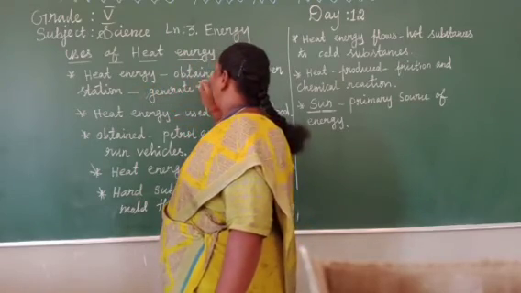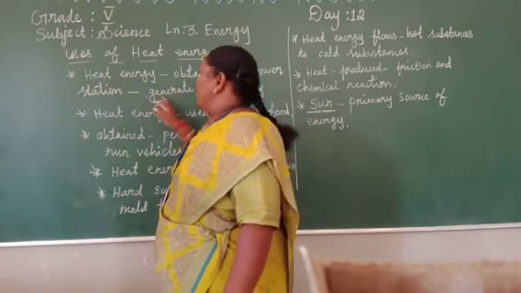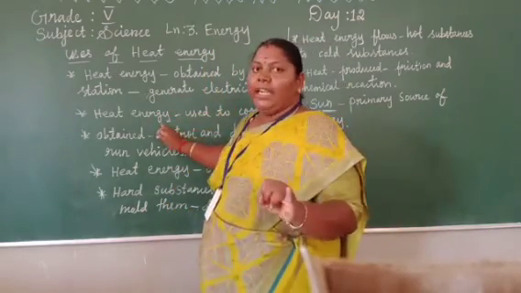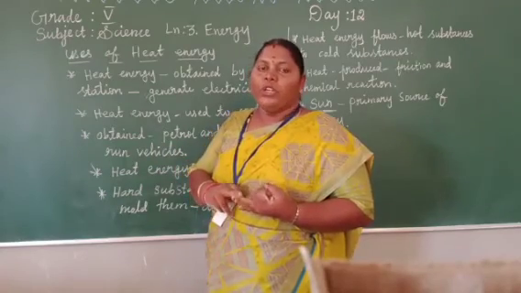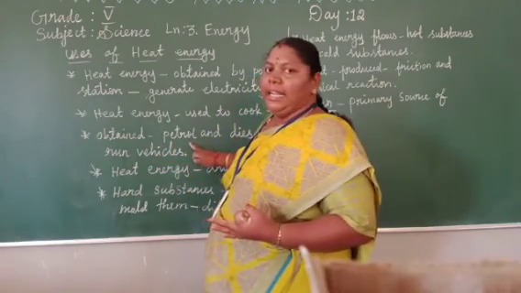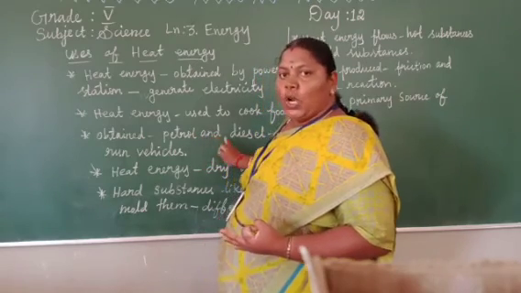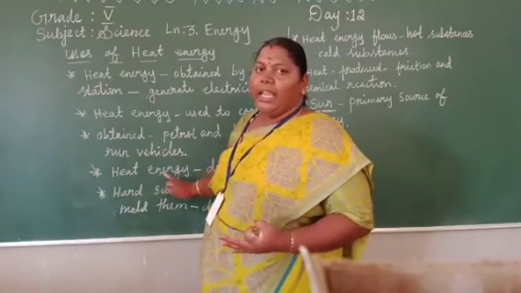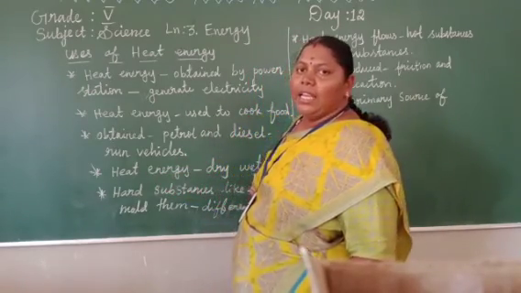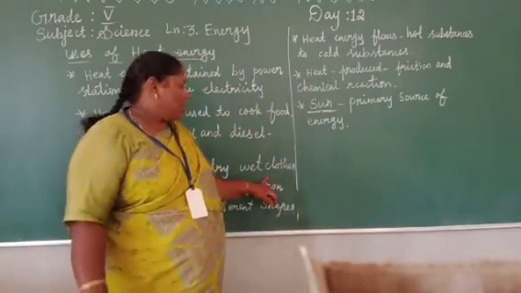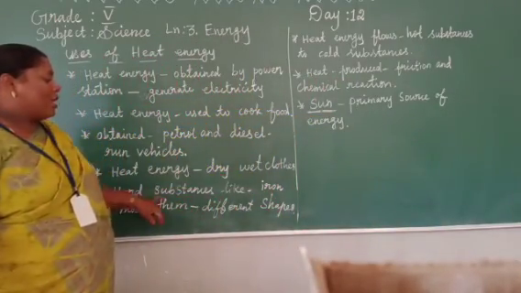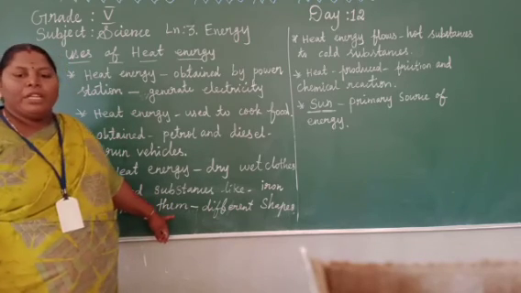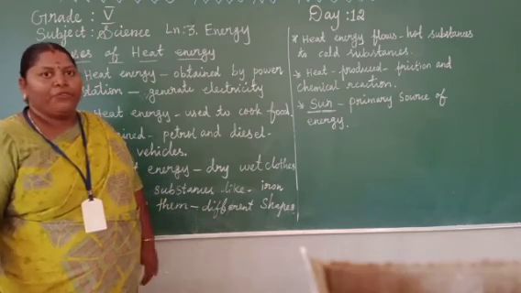Heat energy is obtained from power stations to generate electricity, and heat energy is used to cook food. Third, heat energy is obtained from petrol and diesel, which are used to run vehicles. Heat energy is also used to dry cloth and other wet substances, and to heat hot substances like iron to mold them into different shapes.